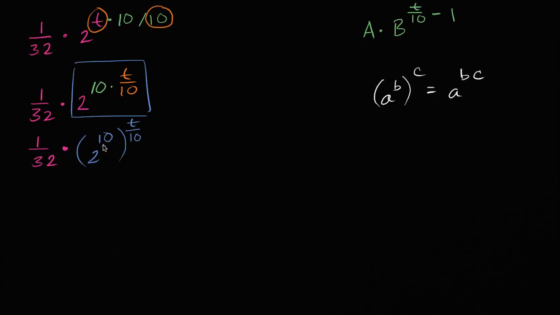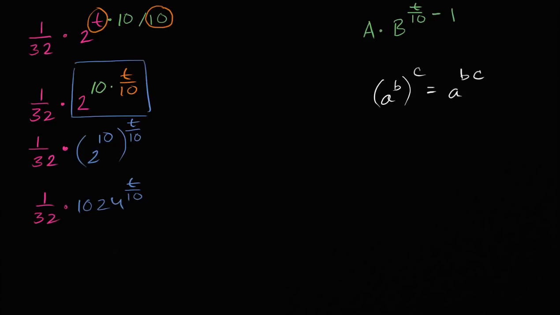But let's see what else we can do. So we know this is going to be, actually, let me just write it out as 1024. So we have 1/32 times 1024 to the t over 10 power. So it seems like we're getting close. If there was no minus 1 here, we're essentially done. But now there's this minus 1. So how do we deal with that?